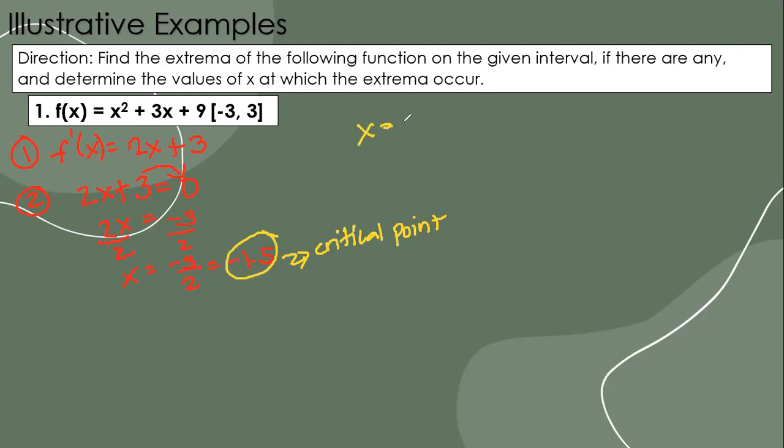So x is equal to negative 3. So that is for the A. Tapos x is equal to 3. That is for the B. Yan yung endpoints. And then nakakuha pa tayo ng isang point or value of x. That is the critical point, negative 1.5. Isa-substitute natin ngayon to sa ating original function. Okay? So that is the third step. So we have to find f of x.